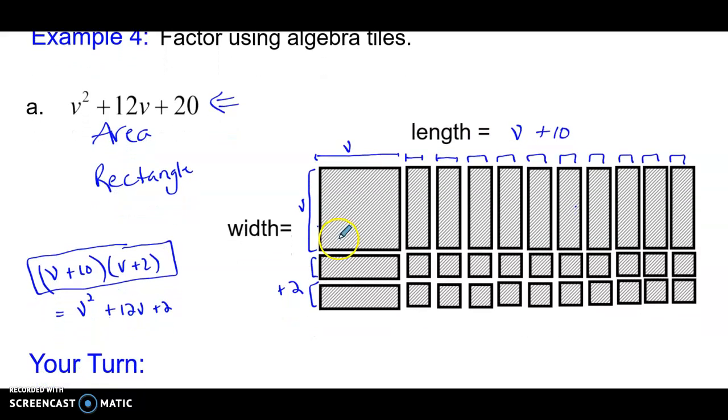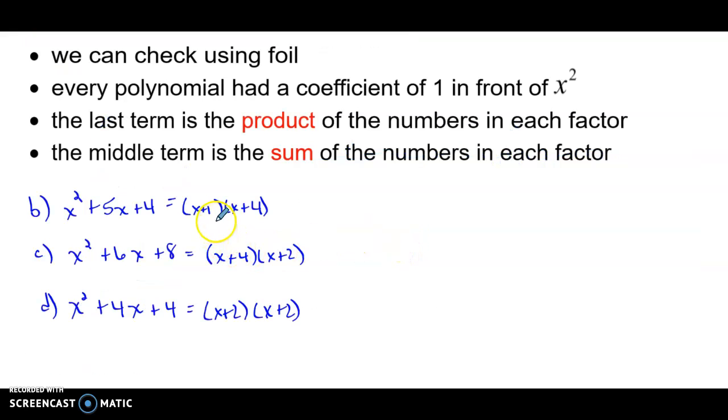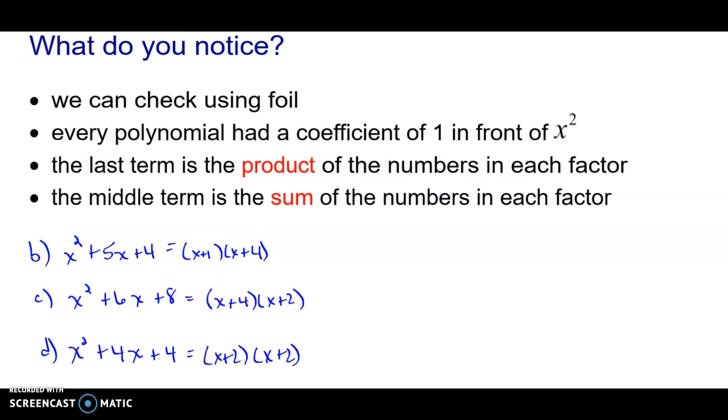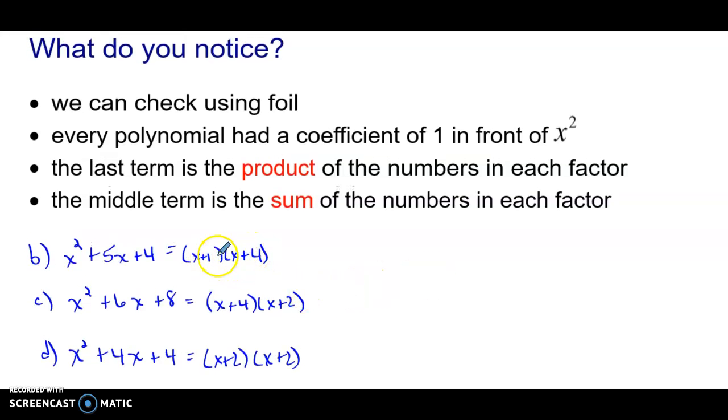All right, you're going to work on the your turn. After we've completed the 3 your turn questions, we can look at each trinomial and the resulting binomial factors. And I want to know, what do we notice? Well, if you wanted to check your answers, you could multiply this out using FOIL and you would get the original trinomial. The other thing I want you to remember is all of these polynomials had a leading coefficient of 1. That's important. That changes in section 3.6.